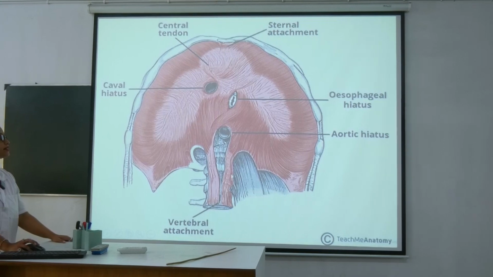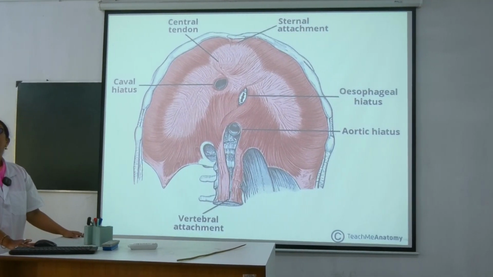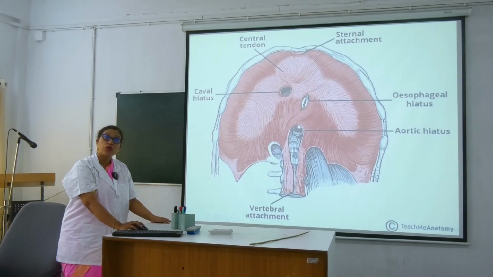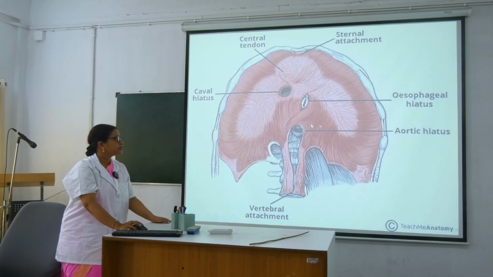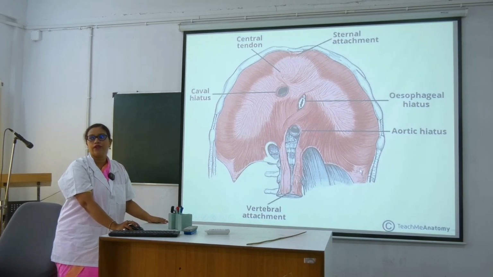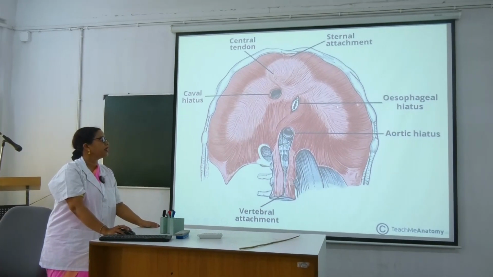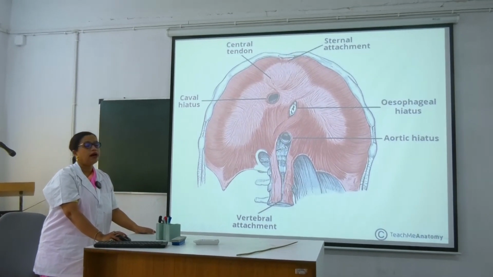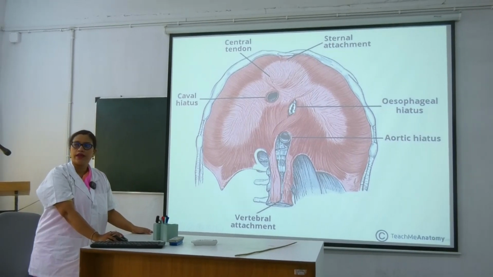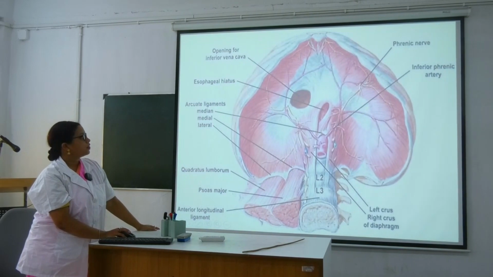So where does it extend? There are median arcuate ligament. Okay, beside that what will we find? Medial arcuate ligament, and beside that? Lateral arcuate ligament. So these are all things you will see in the posterior abdominal wall. Okay, easy to identify, and you will all see the hiatus, different hiatuses present on the diaphragm. Okay, so now coming to the origin of diaphragm. This thing you have studied.